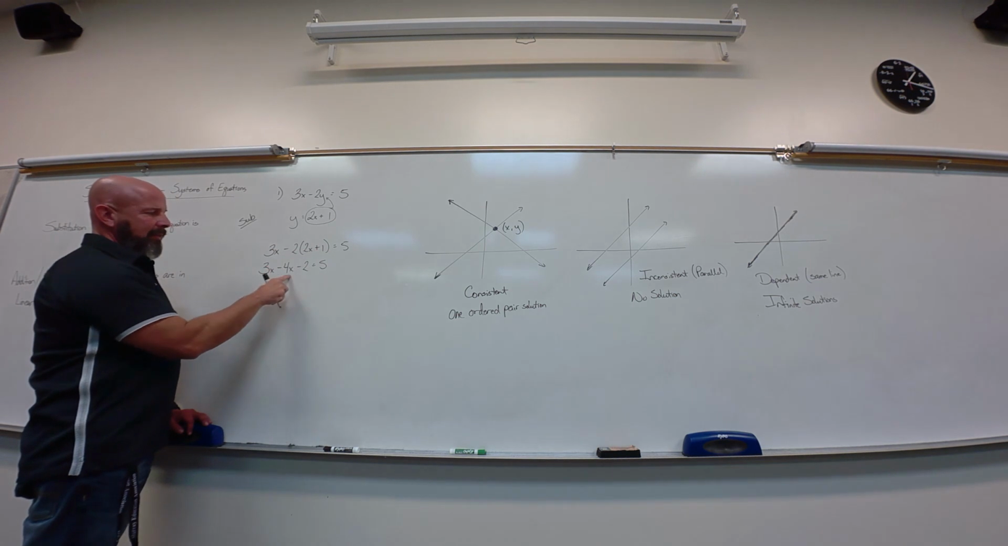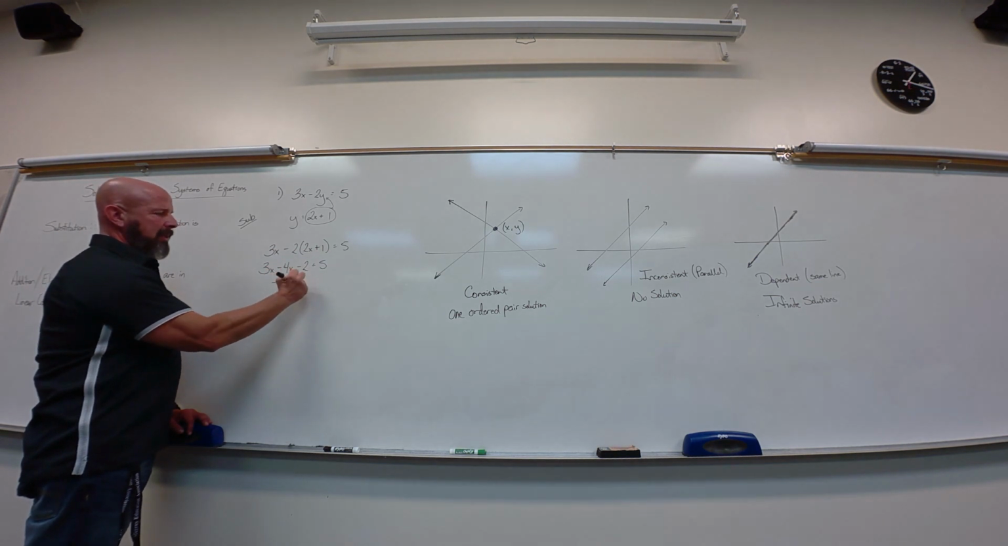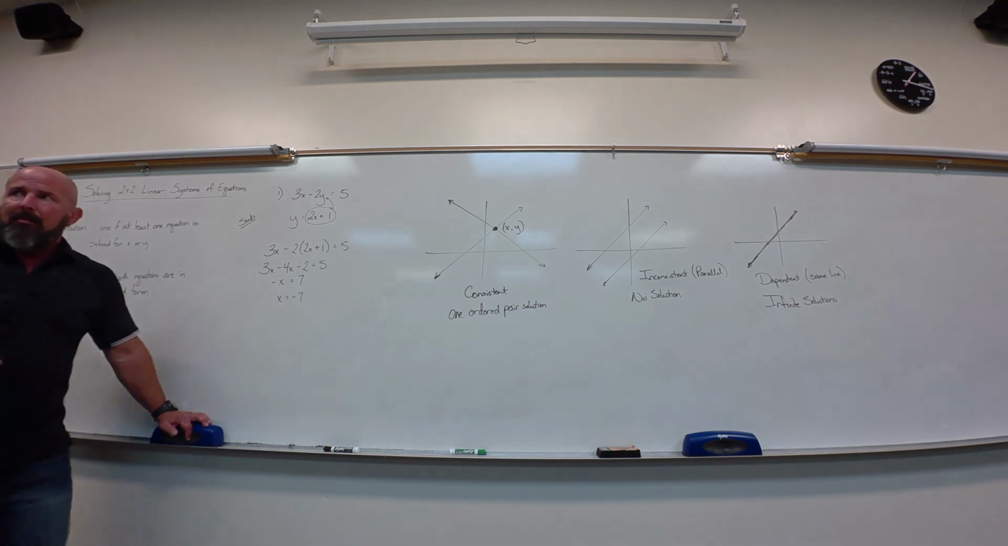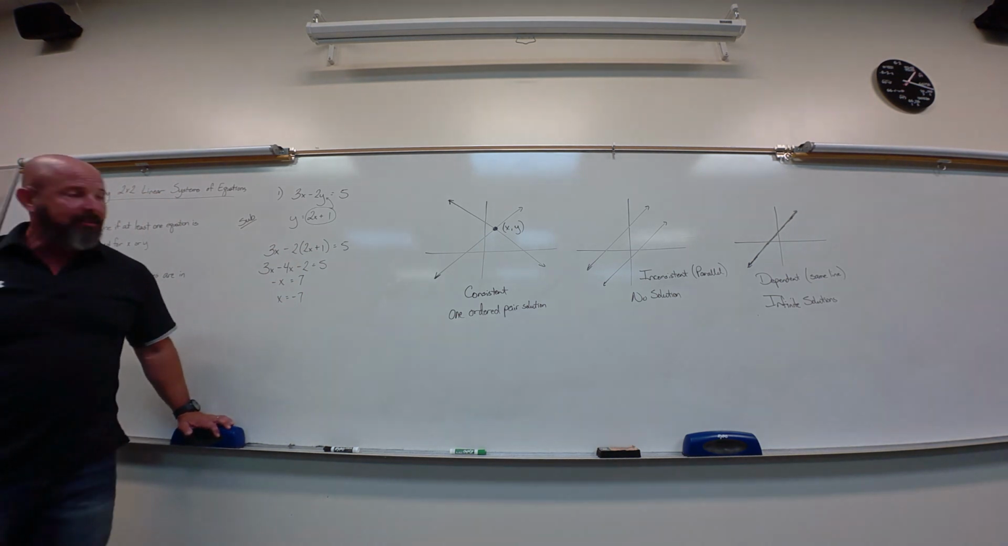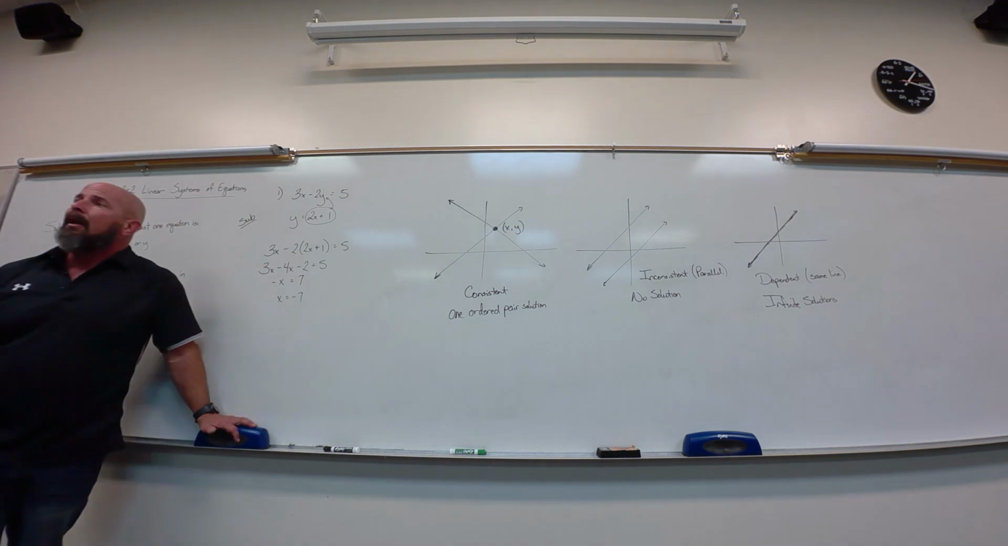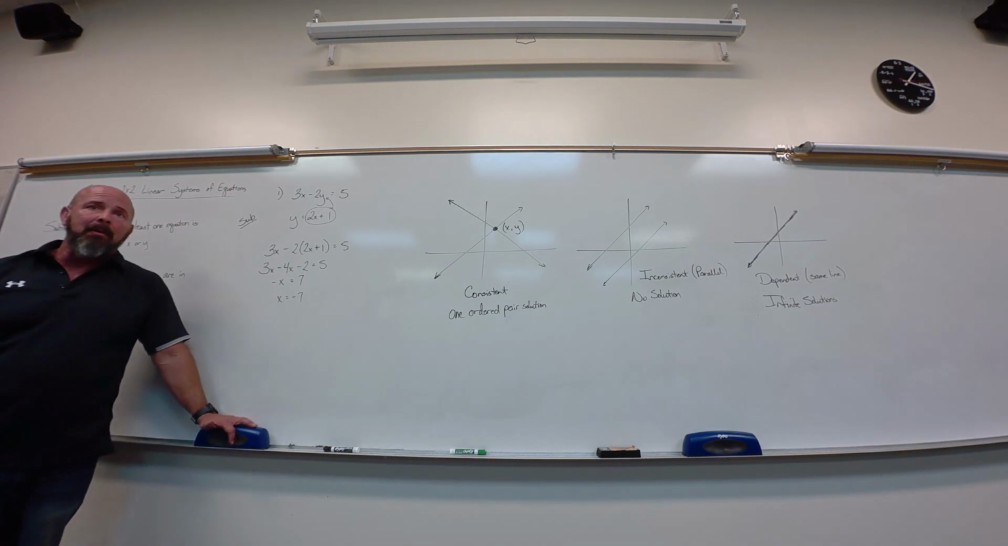Let's see, that would be negative x. Add my 2 over 7. X would be negative 7. So I did get an x value. That means this is going to be what we call a consistent one. There's going to be an ordered pair where they cross. But my solution is going to be that ordered pair.